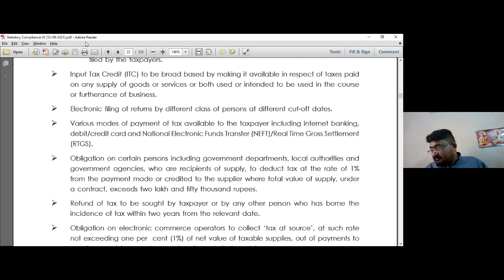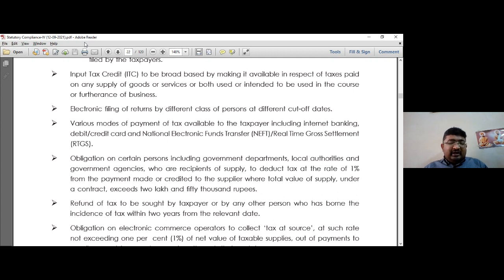1,96,000. Sorry, 2,16,000. So 2,16,000 is what he is liable to pay. Now 2,16,000 minus 1,88,000 comes to 36,000, which Pradeep will pay and file a return called GSTR 3.